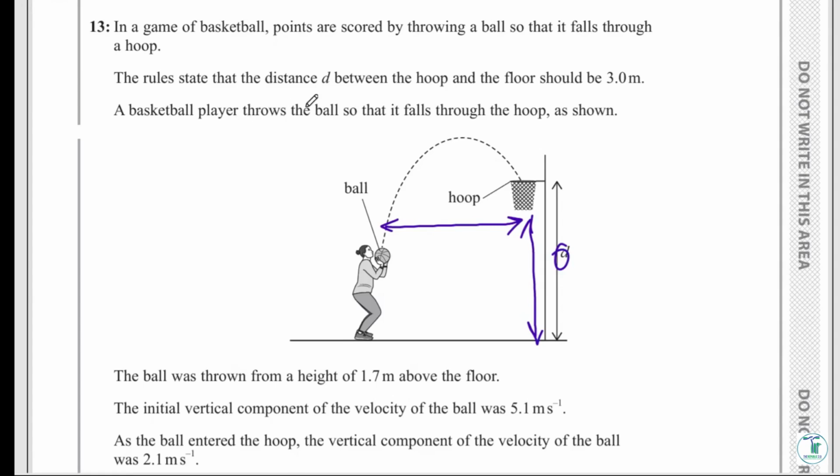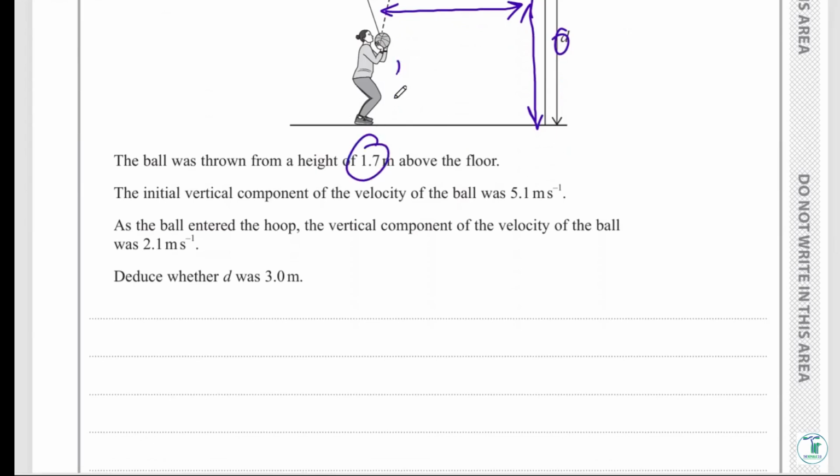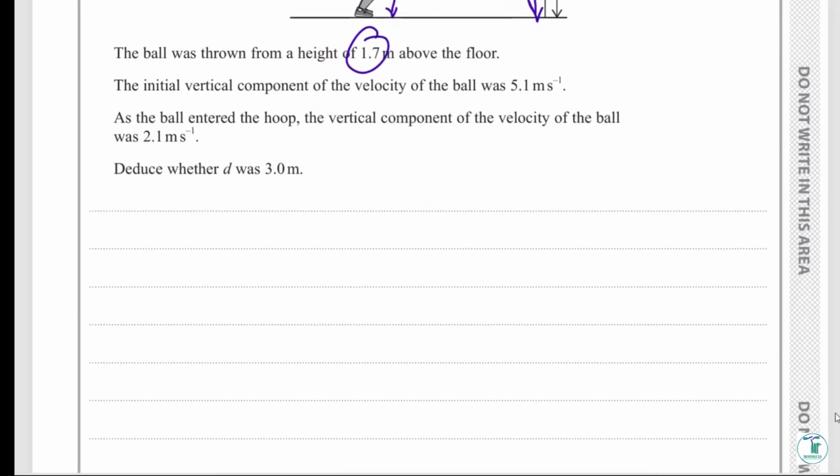The basketball player throws the ball so that it falls through the hoop as shown. When the ball was thrown from a height of 1.7 meters, so the initial height was already given, and that is 1.7, right? The initial vertical component of the velocity is 5.1 meters per second. The final vertical component is 2.1 meters per second. Deduce whether D was 3 or something else. So, we just need to work these things out. To calculate the total distance from the above height to the hoop, I'm going to use the third equation of motion, where v squared is equal to u squared plus 2as.